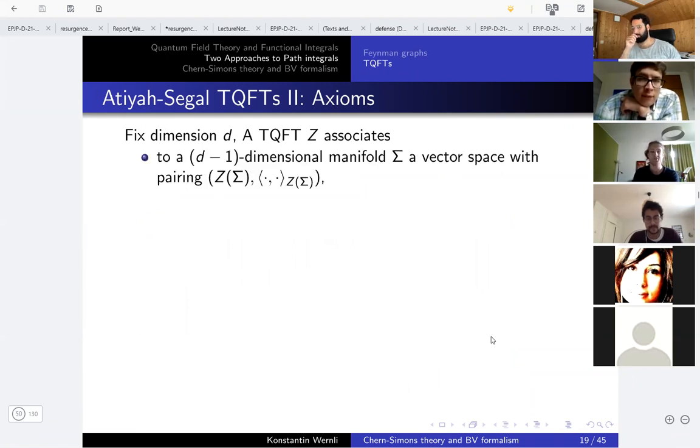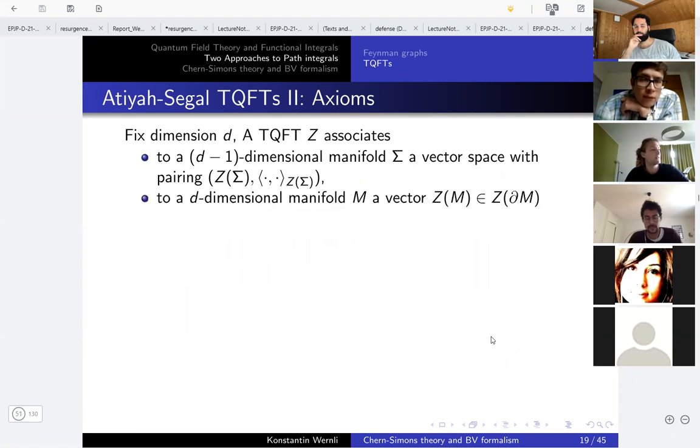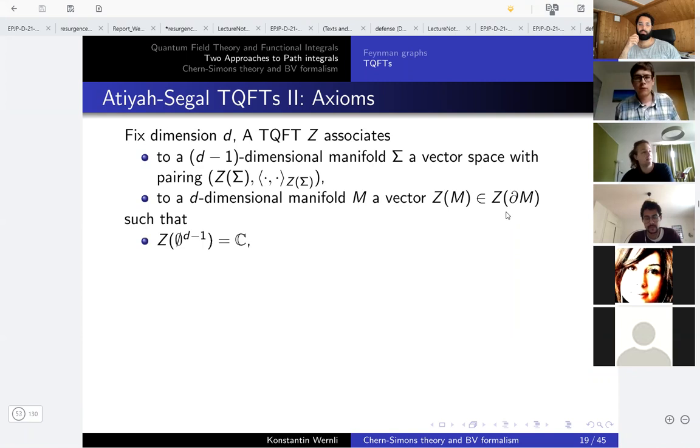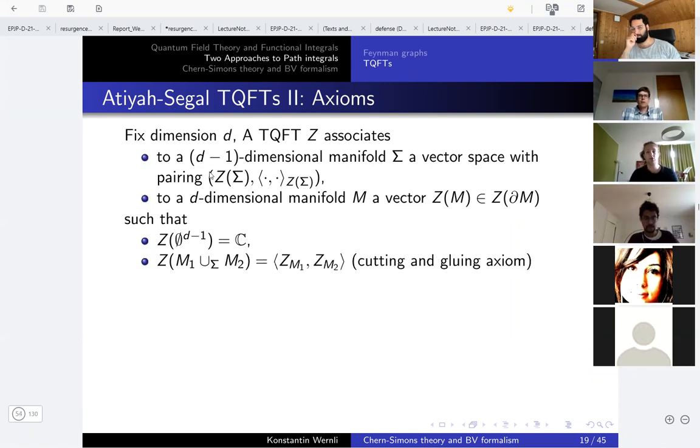Because it's actually very elegant. That's what's nice. So a TQFT associates to a (d-1)-dimensional manifold Sigma a vector space with a pairing. So essentially it should be a Hilbert space. And to a d-dimensional manifold, it associates a vector that lives in the vector space associated to the boundary of that manifold. And this should be in such a way that to the empty (d-1)-dimensional manifold, you associate the complex numbers. And whenever you glue two manifolds together, you have this cutting and gluing axiom.